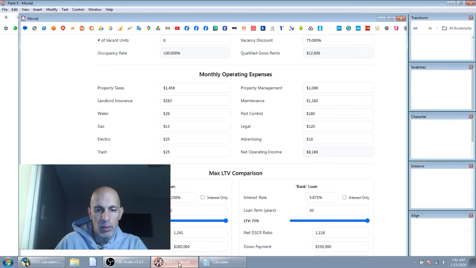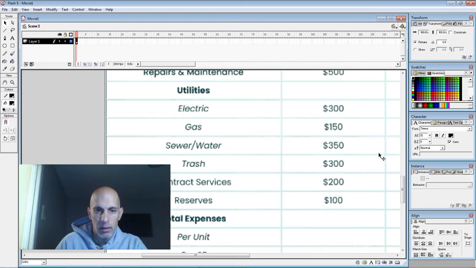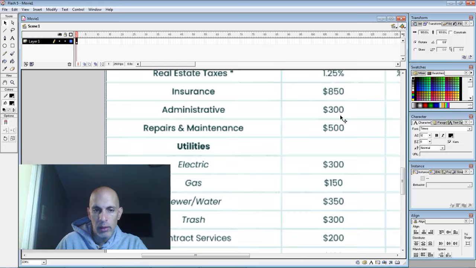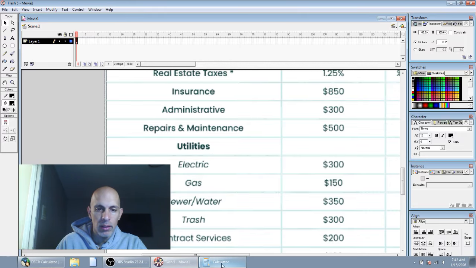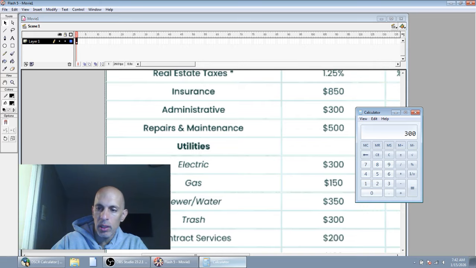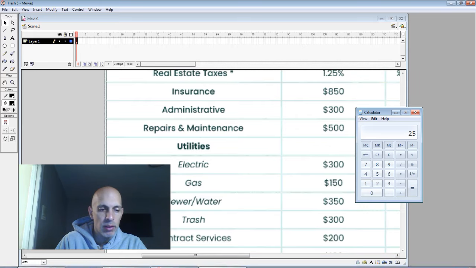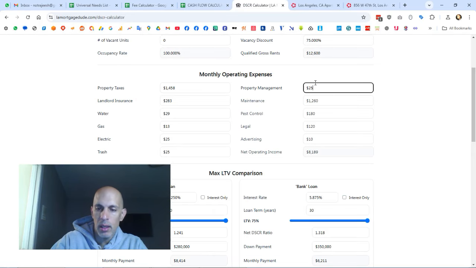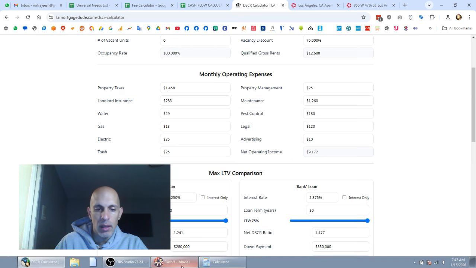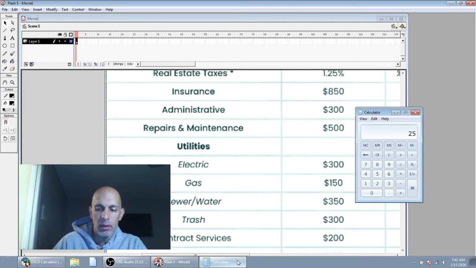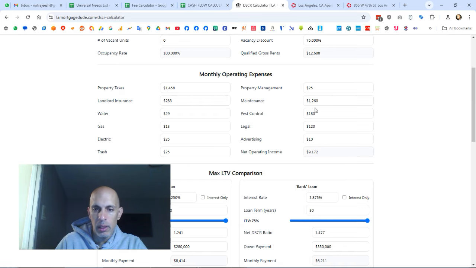Property management. What are they saying property management is? They're going to count that as administrative and contract services. So that's probably like legal. 300 is administrative. So 300 divided by 12 is probably self-managed. That is why. Maintenance and repairs, they are saying 500 per year. So it's a well-maintained building, and they probably have their own in-house handyman.